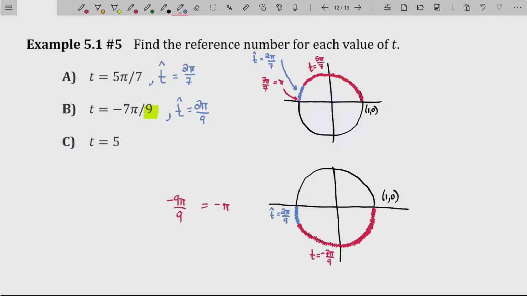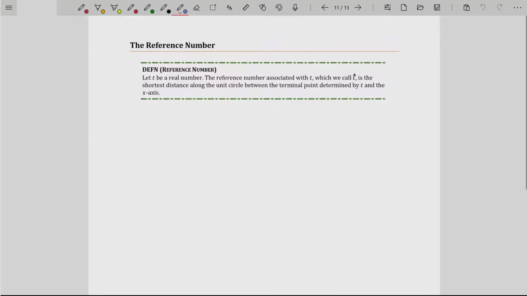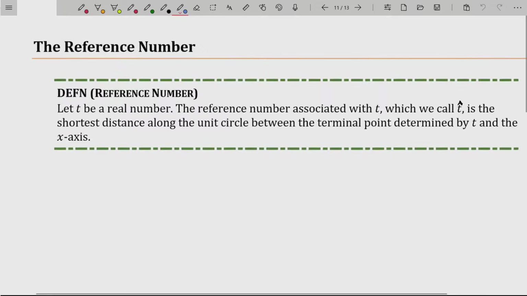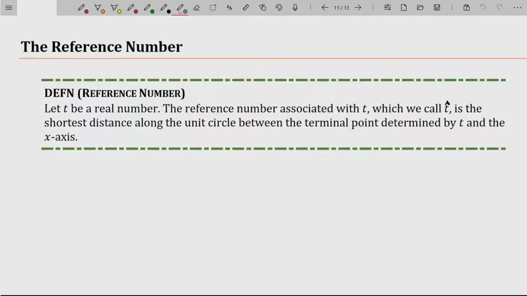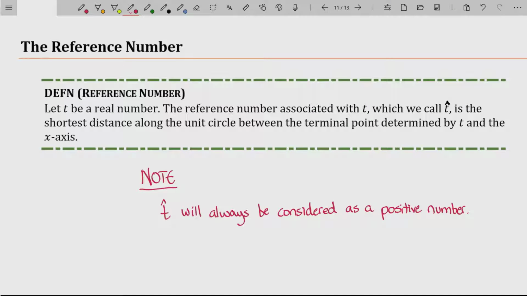And now I'm going to go back to the previous page where we define this reference number. And I'm just going to make a little note. Our reference number will always be considered as a positive number. We will not worry about what direction we're going to get to the x-axis. All we're worried about is what is the actual distance. So that's critical to note because reference numbers are never negative. There we go. All right, so let's go ahead and finish out that example.